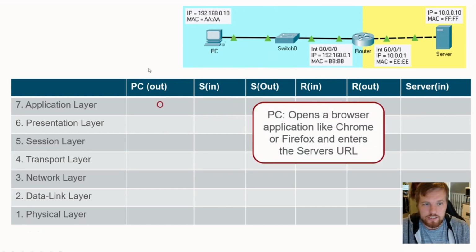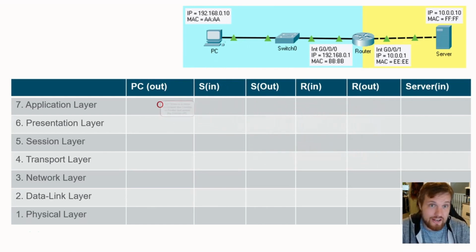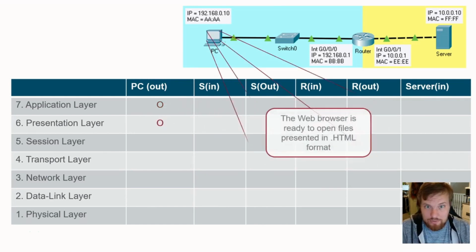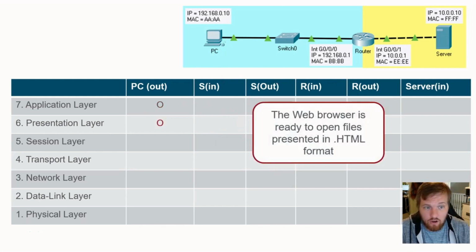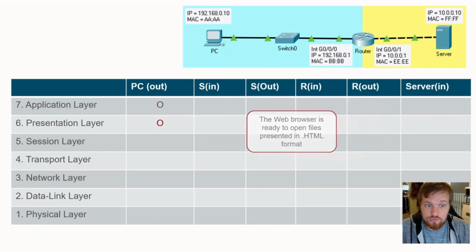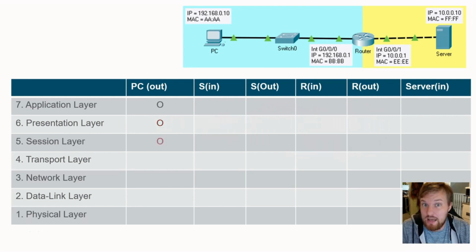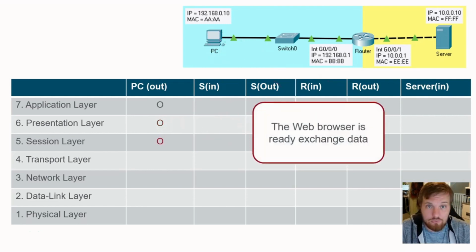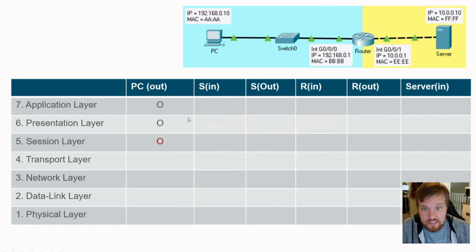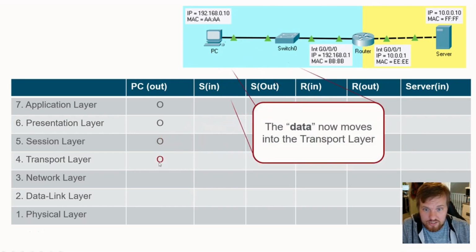So there's our raw data. So the PC opens a browser application like Chrome or Firefox and enters the server's URL, its web address. The web browser on your PC is now ready to open files presented in a HTML format, and the web browser is ready to exchange data. Now at this point, it's just data. You can see represented as zeros, it's all just data.